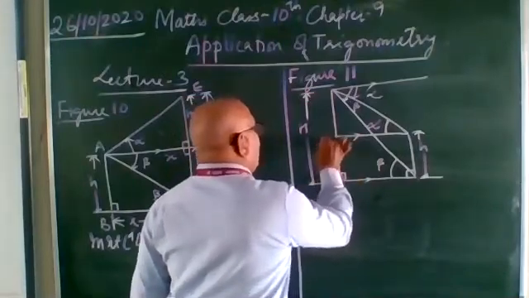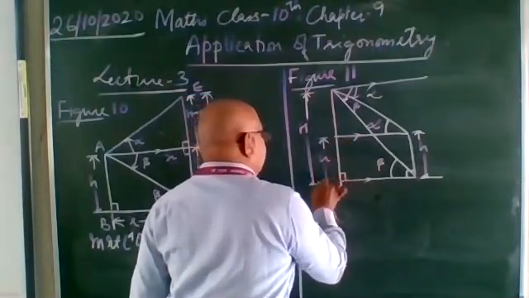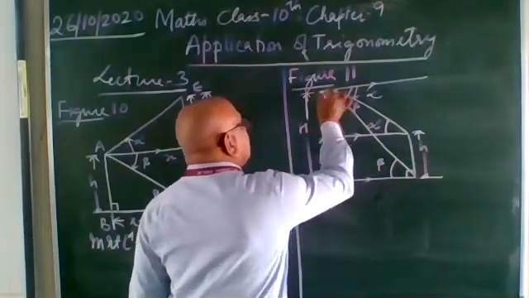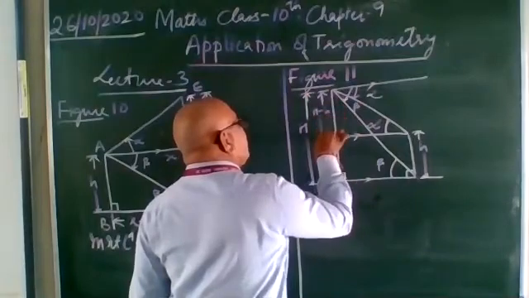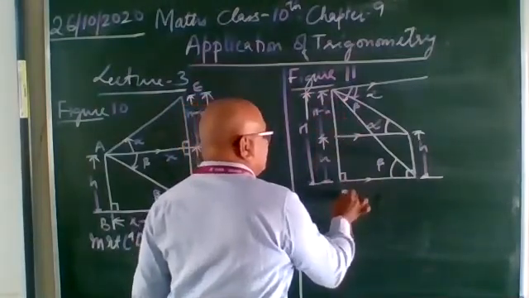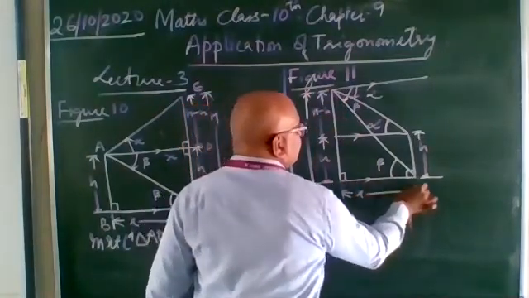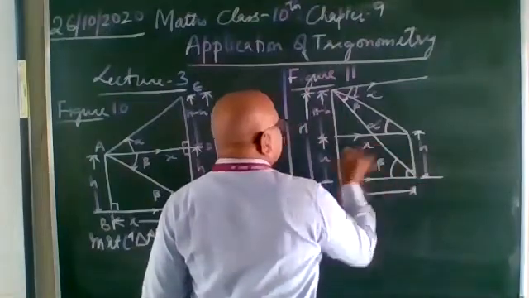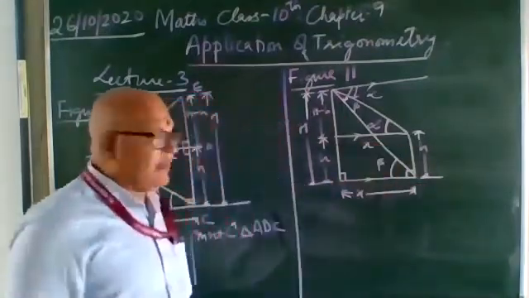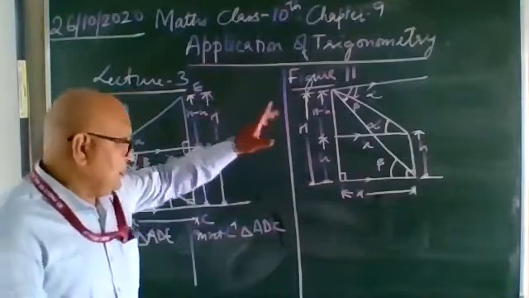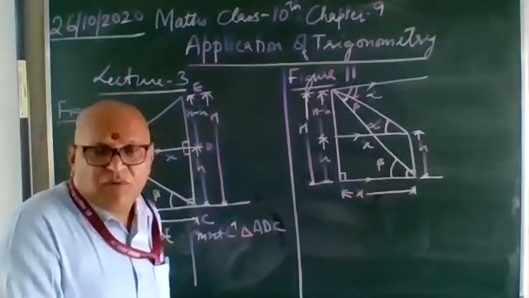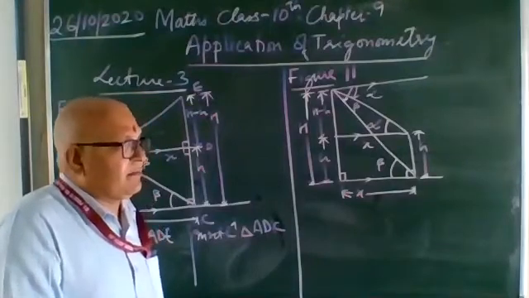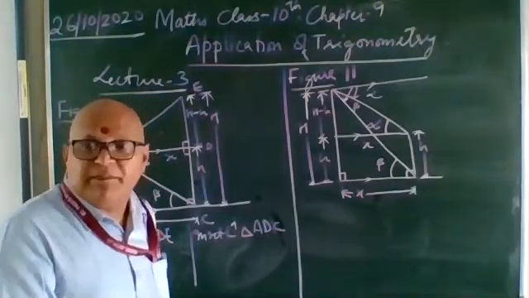This is small h, and this is H minus h. This is X, and this is X. So figure number 11 is what? Multi-story building. So you can have a question like that: tower and building.